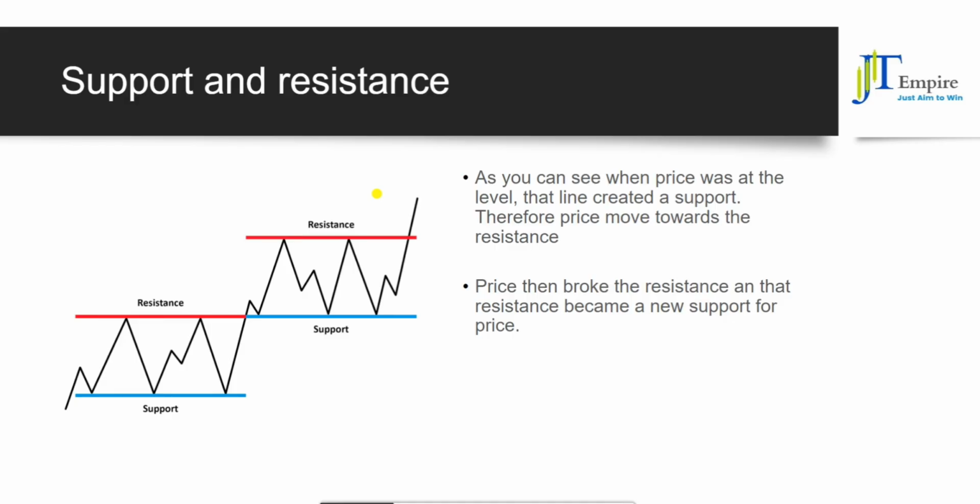Now, support and resistance using some sort of price movement. As you can see, when price is at this level of support right here, it was rejected. Price could not go below that. Therefore, it heads to the resistance, right? When price breaks that resistance right here, it now becomes a support for price. So it's above it, and I know it's supporting price.